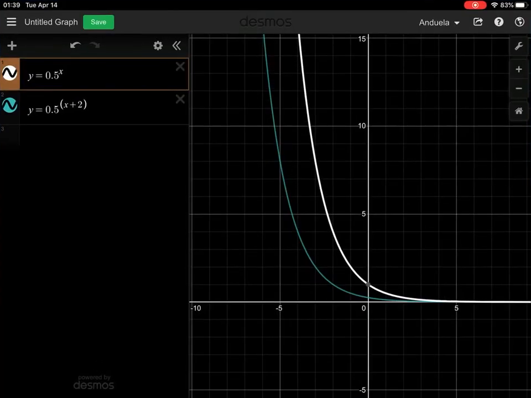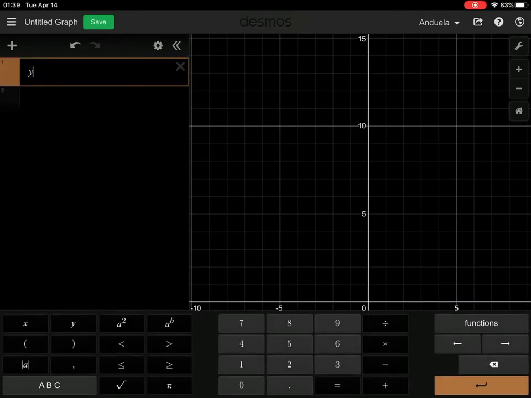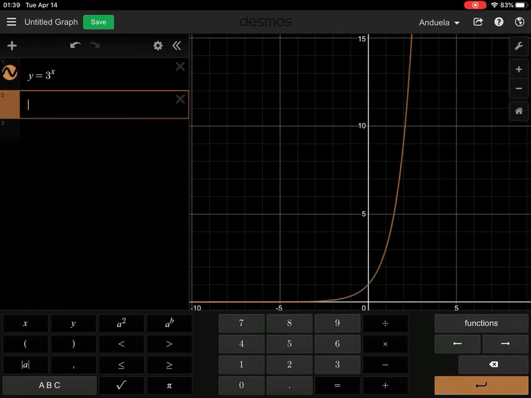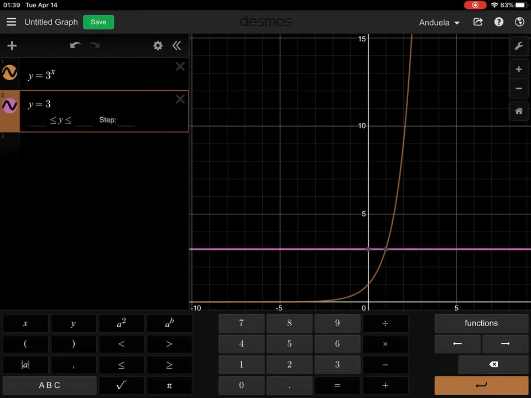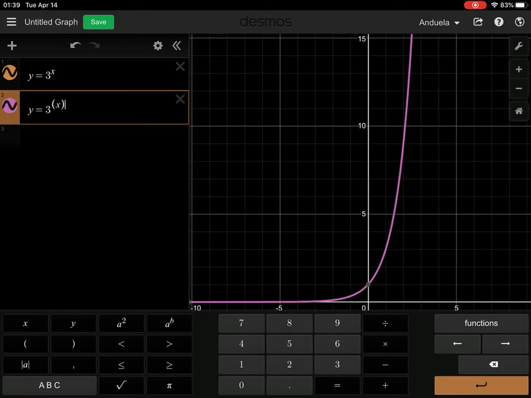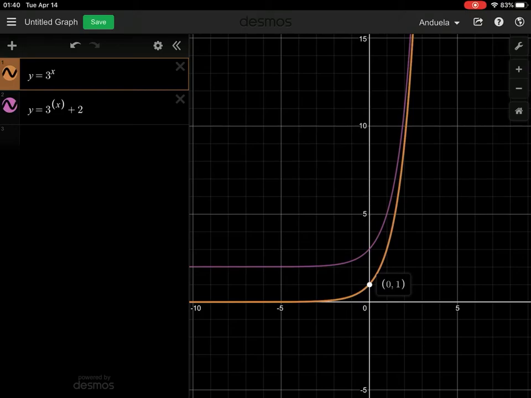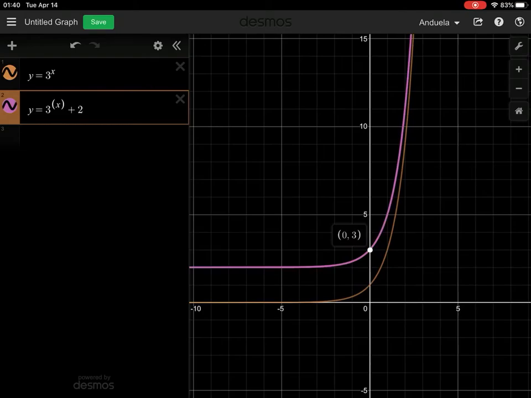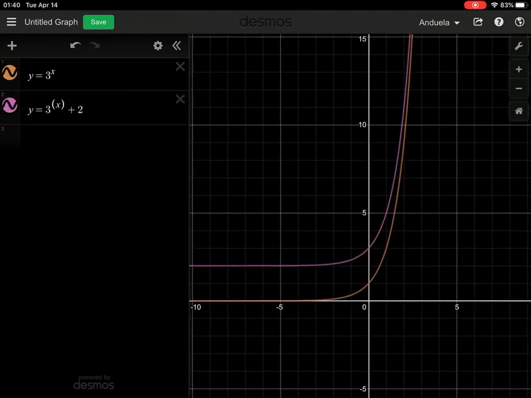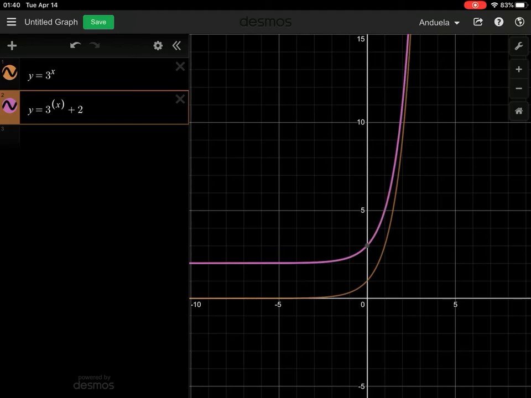We're graphing 3 to the x and 3 to the x plus 2. So y equals 3 to the x, and y equals 3 to the power of x plus 2. Okay, so y equals 3 to the power of x is the orange graph, and 3 to the power of x plus 2 is the pink graph. You can see quite a few noticeable things. The y-intercept is (0, 1) for 3 to the x, and the y-intercept is at (0, 3) for 3 to the power of x plus 2. So it seems that the graph has moved vertically up, and so has the y-intercept. The y-intercept has moved by 2 units from 1 to 3.